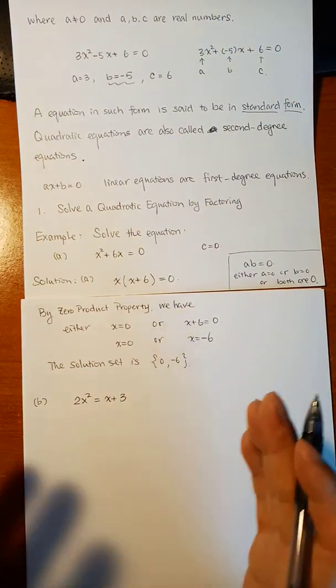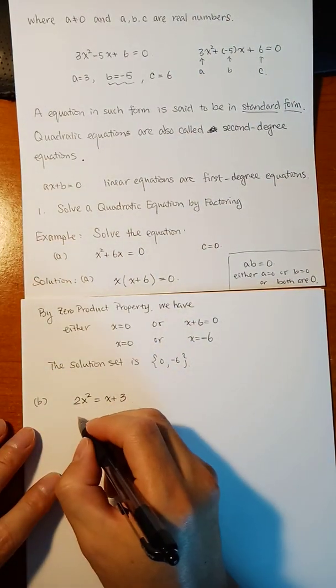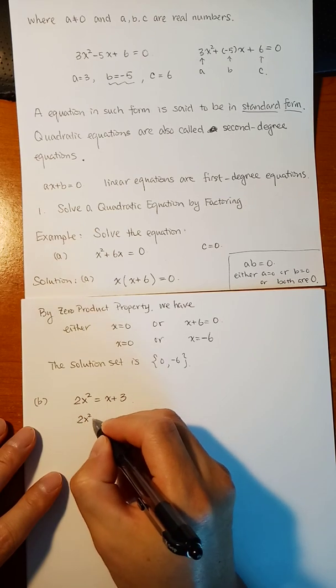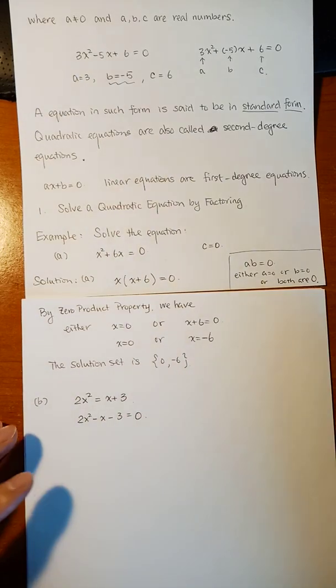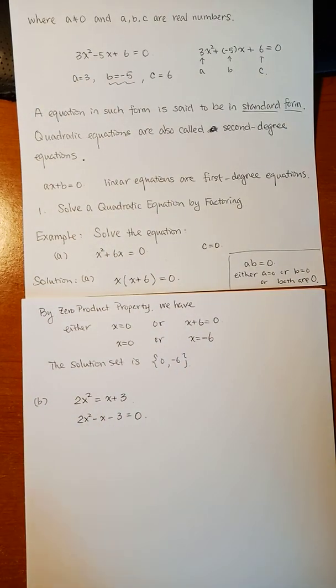First, we have to move all the terms to the left side. We move x to the left side, minus x. Move 3 to the left side, minus 3, equal to 0. 2x squared minus x minus 3 equal to 0.